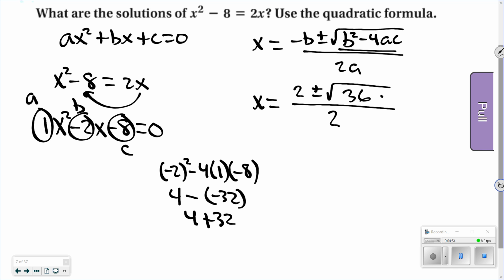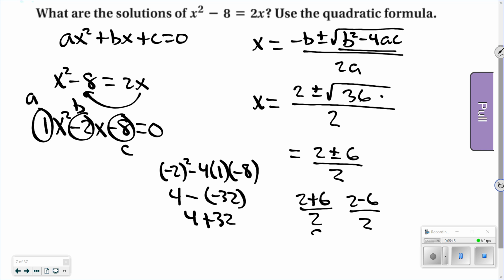Okay, that's my answer, but I need to simplify it. So that's our next step. So I have 2 plus or minus the square root of 36, which is just 6, over 2. So now I have 2 plus 6 divided by 2, and 2 minus 6 divided by 2. 2 plus 6 is 8. 8 divided by 2 is 4. So one of my answers is 4. 2 minus 6 is a negative 4. Negative 4 divided by 2 is a negative 2. Okay, there's my two solutions.